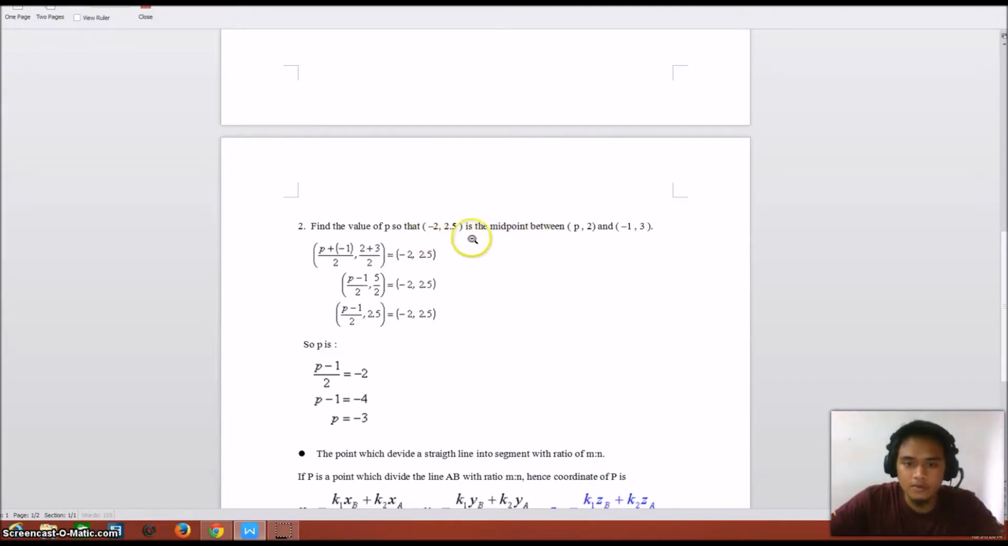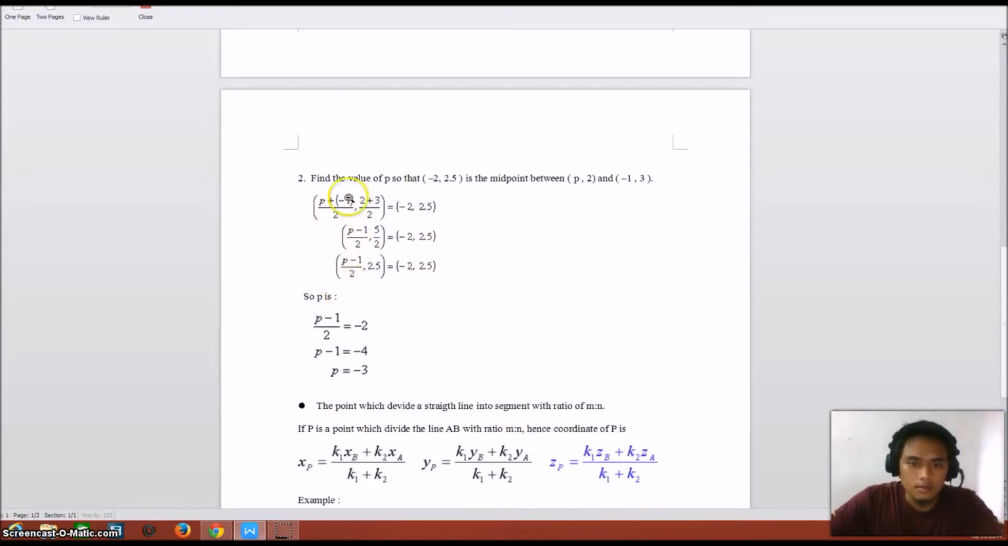Okay. For the second example, find the value of P so that (-2, 2.5) is the midpoint. (-2, 2.5) is the midpoint between (P, 2) and (-1, 3). As you can see, this question has given us the midpoint, and it asks us to search for this x value, that is P. Just put the x value here, P plus -1 divided by 2, 2 plus 3 divided by 2, and equal to this midpoint.